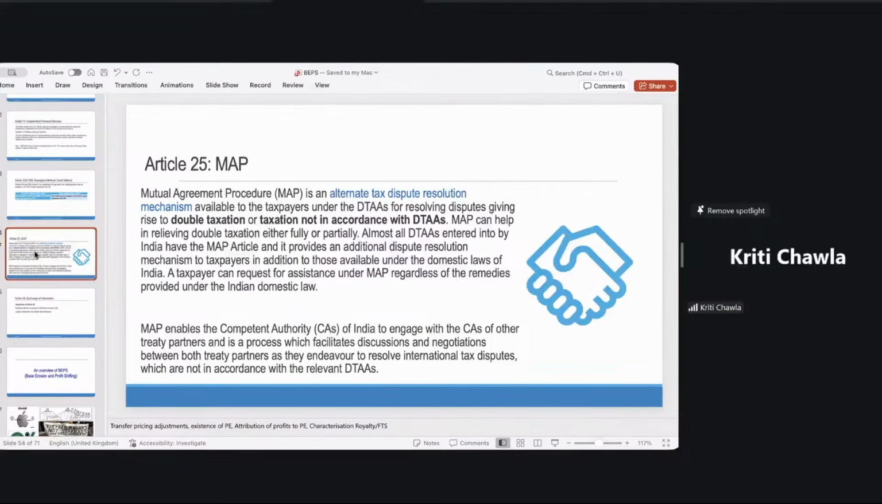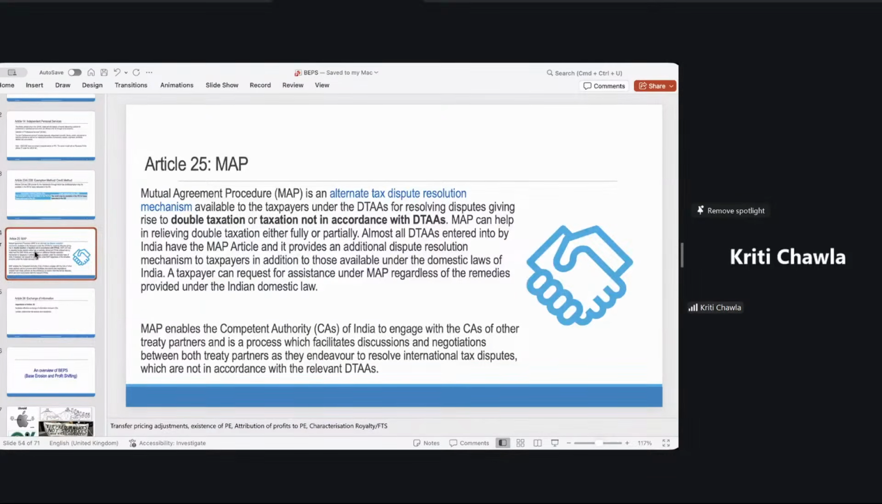It's available in the Indian treaties also. There is something called MAP, which is available. So this is more like a dispute resolution mechanism, which is in addition to the domestic law of India. And whatever remedies are provided in Indian domestic law, you can seek help of MAP, irrespective of that, regardless of whatever remedies are available in the domestic law.